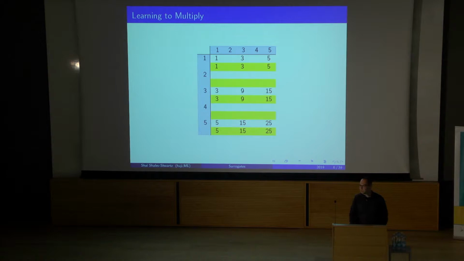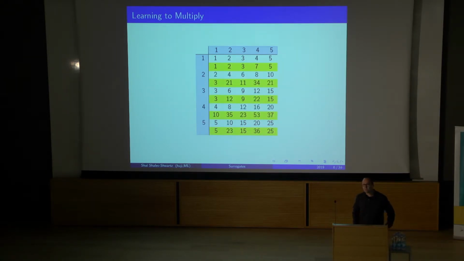But what about the other examples? Okay, so now these are out-of-sample examples, and as you can see, 2 by 2 is not 4, it's 21, according to the deep network. This is strange, because it knows that 2 by 1 is 2, and 2 by 3 is also 11.